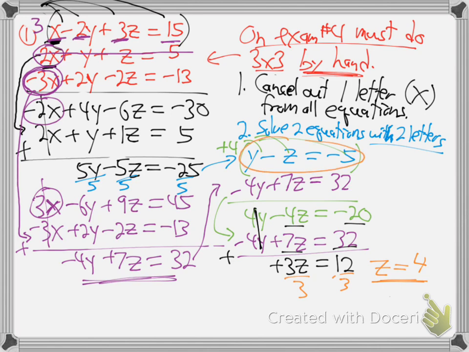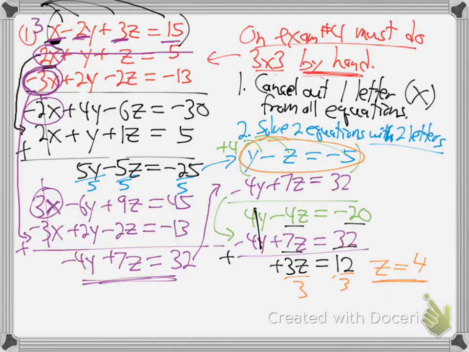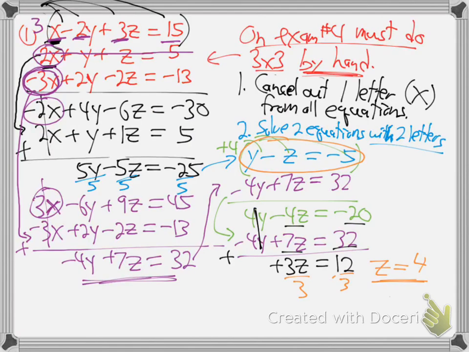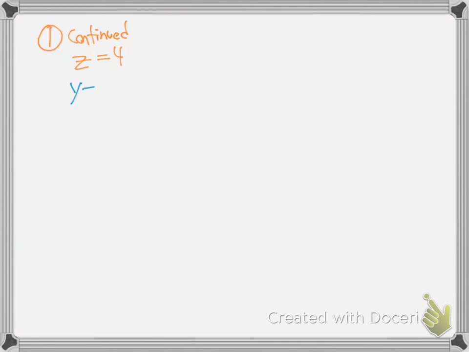This one looks the easiest. So over here, this is still number 1 continued. So I've got z equals 4. And I've got that other equation, y minus z, this one right here. Y minus z is negative 5, is that right? Yeah. And so then plug that in right there.